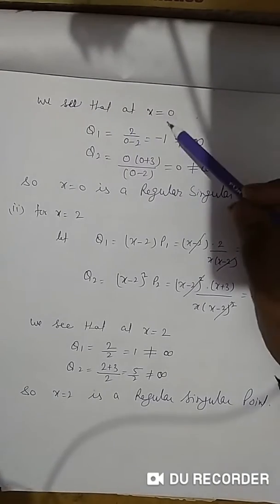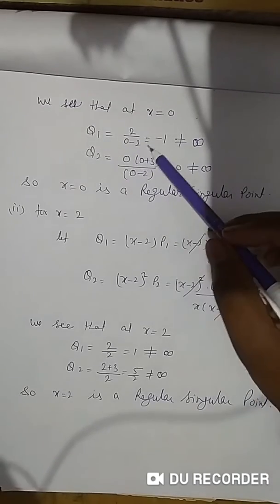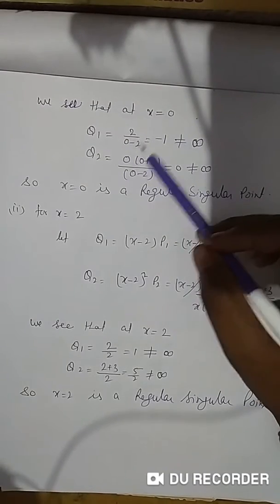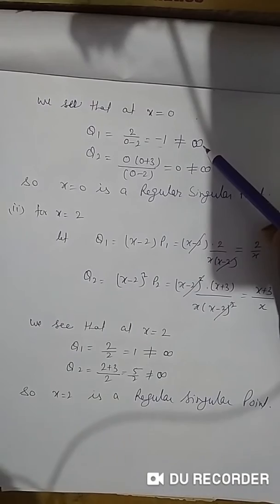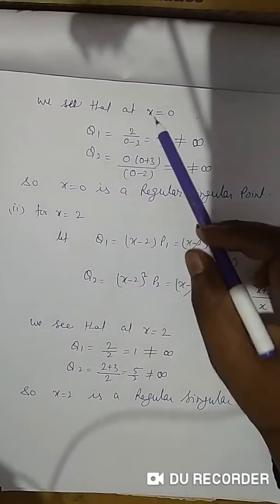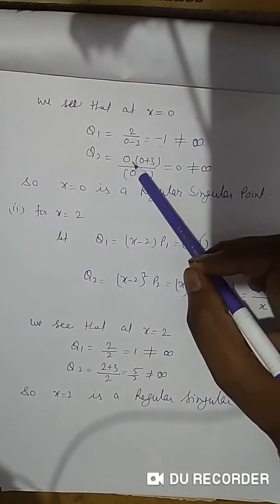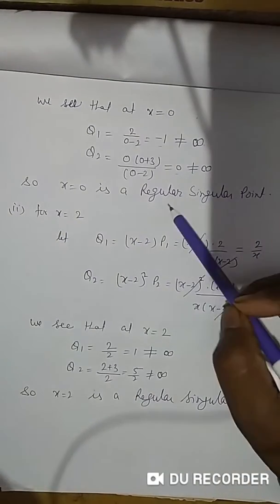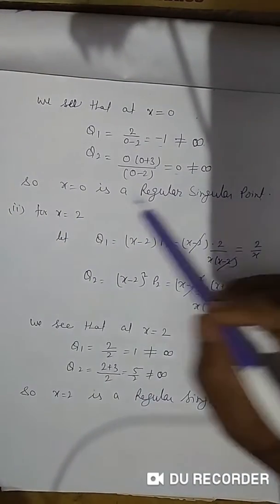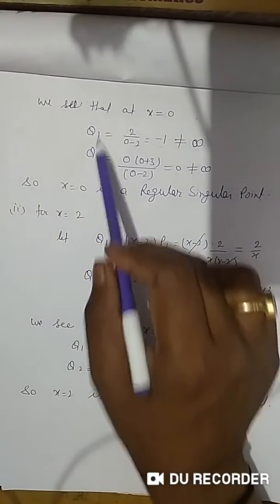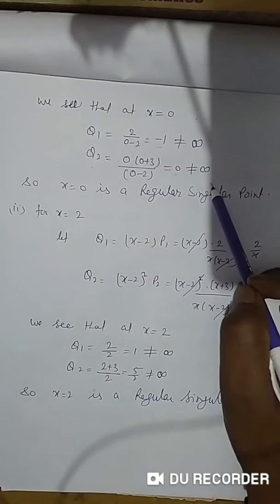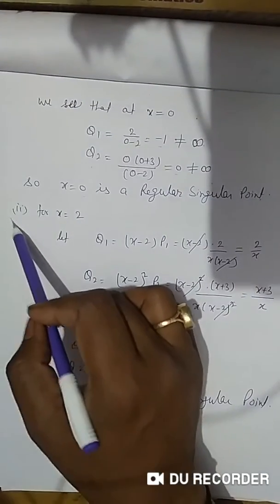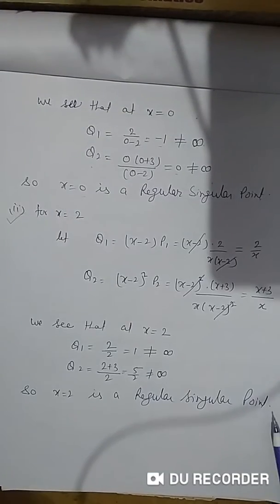So we see that at x = 0, putting x = 0 in q1, q1 is equal to −1, and −1 is not equal to infinity. Putting x = 0 in q2, it is equal to 0, and 0 is not equal to infinity. So x = 0 is a regular singular point because at this point q1 and q2 are not equal to infinity.